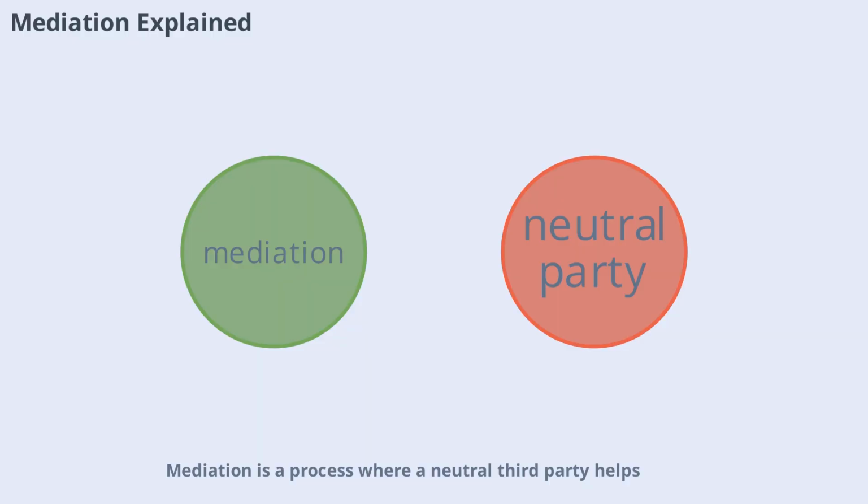Mediation is a process where a neutral third party helps people in conflict communicate and find a mutually acceptable solution. The mediator doesn't take sides or make decisions, but guides the conversation and ensures everyone is heard. Mediation can be especially helpful in complex or emotionally charged situations.